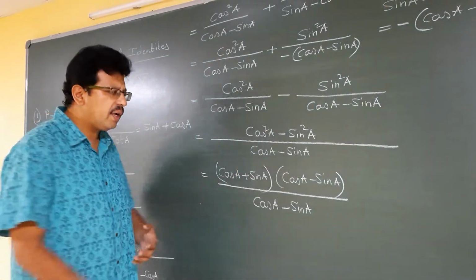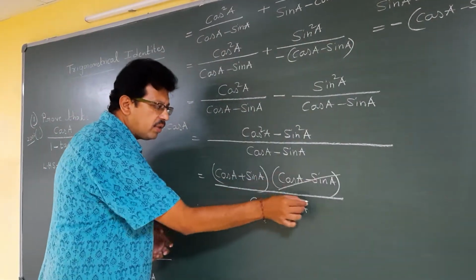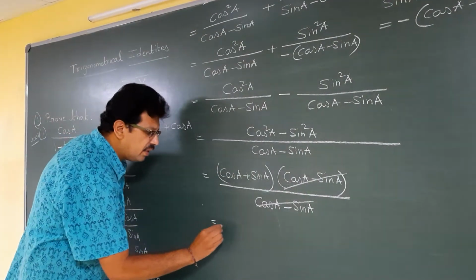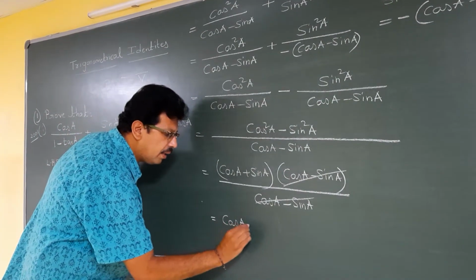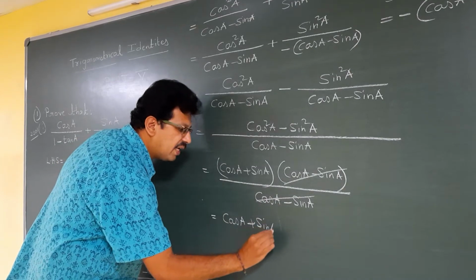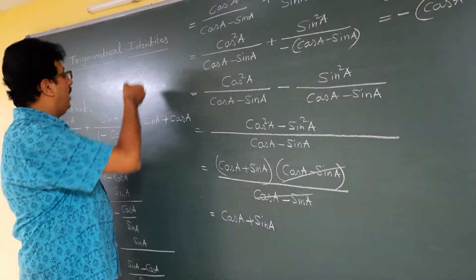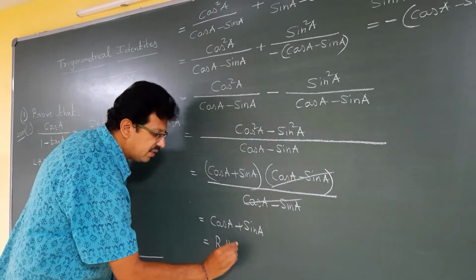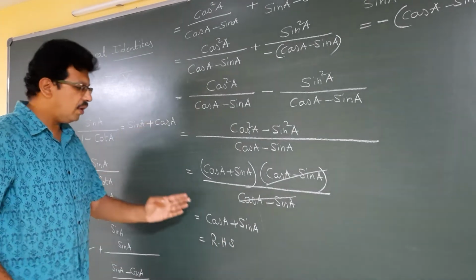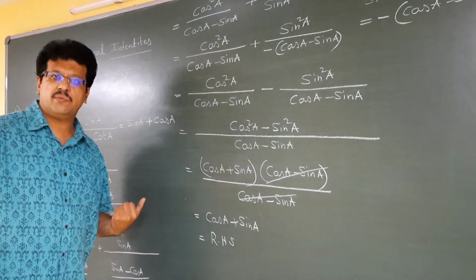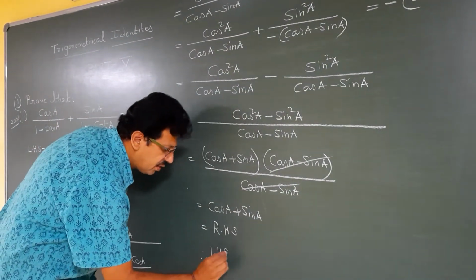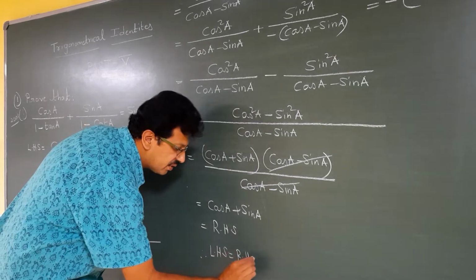You can observe so clearly, cos A minus sin A and cos A minus sin A will get cancelled. So what will be left here? That is cos A plus sin A. So that is what we have to prove. That's equal to RHS. It is sin A plus cos A or cos A plus sin A. Both are the same. So therefore, LHS equal to RHS.